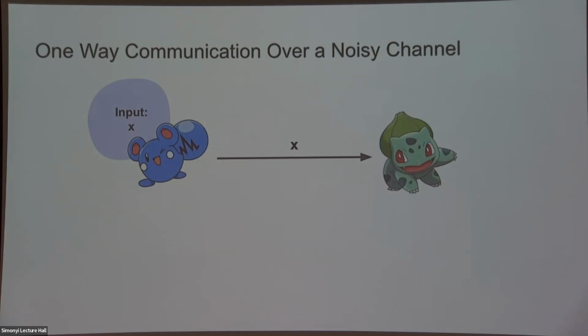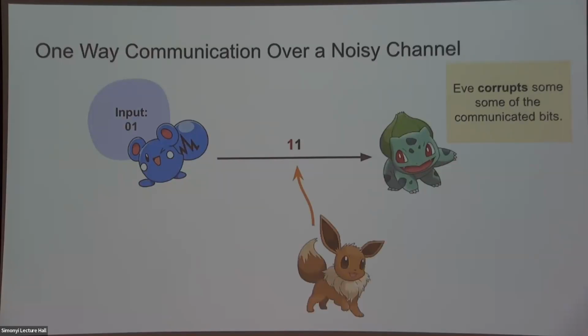Suppose Alice has an input X, which she wants to communicate to Bob. Of course, she could just send it to Bob, but what happens if the channel is noisy? In particular, we're going to say that there's an adversary Eve who is going to corrupt some of the bits. For instance, if Alice had meant to send 0, 1, Bob might receive 1, 1 because Eve corrupted a single bit. And even if Bob knows that Eve corrupted a bit, it's not clear if Alice intended to send 0, 1 or 1, 0.